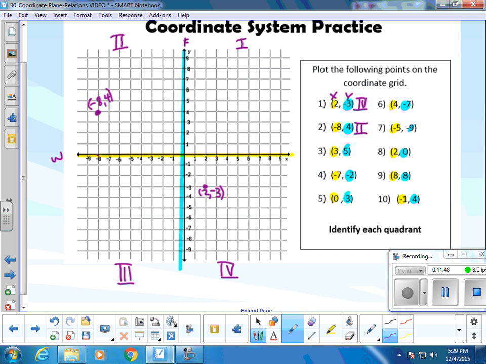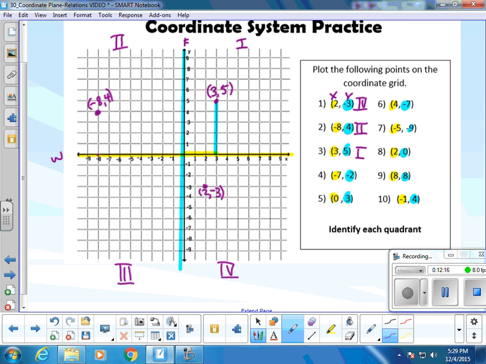Looking at number 3, I'm going to go over +3, which is this way. And then I'm going to go up 5. So I'm there. So my point is right here. That is a +3 and a +5, and I ended up in the first quadrant.